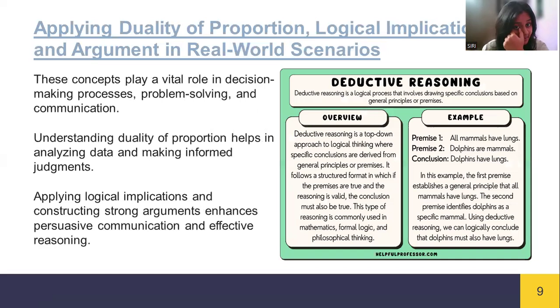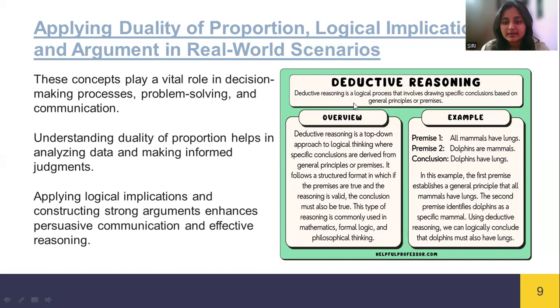Next is applying duality of proportion, logical implications, and argument in real-world scenarios. These concepts play a very vital role in decision-making processes, problem-solving, and communication. Understanding duality of proportion helps in analyzing data and making informed judgments. Applying logical implications and constructing strong arguments enhances persuasive communication and effective reasoning.